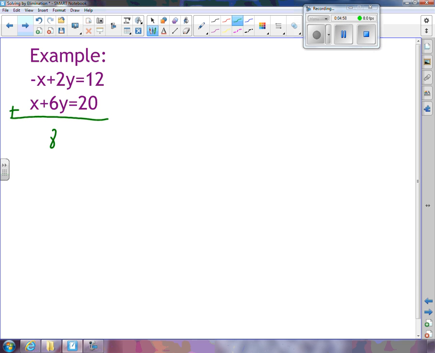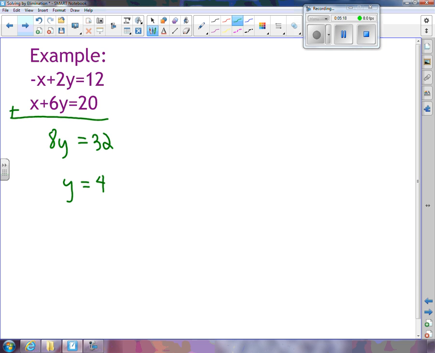2y plus 6y is 8y. 12 plus 20 is 32. Now I can easily just divide by 8 and get that y equals 4. So that part of the elimination method is a lot easier than substitution for this particular example.